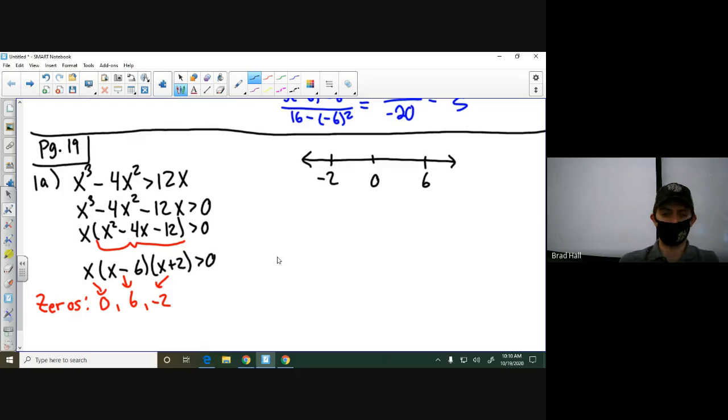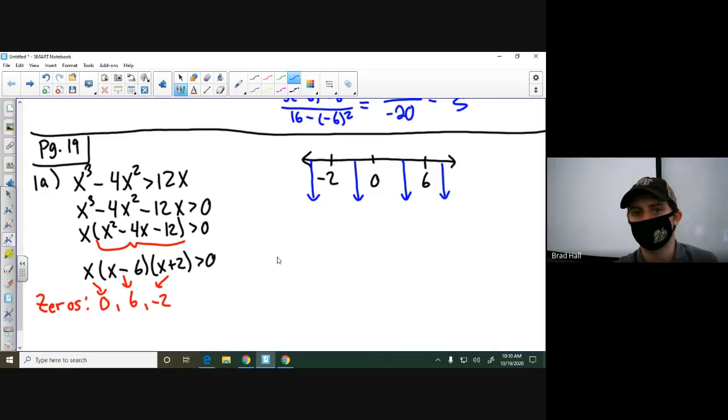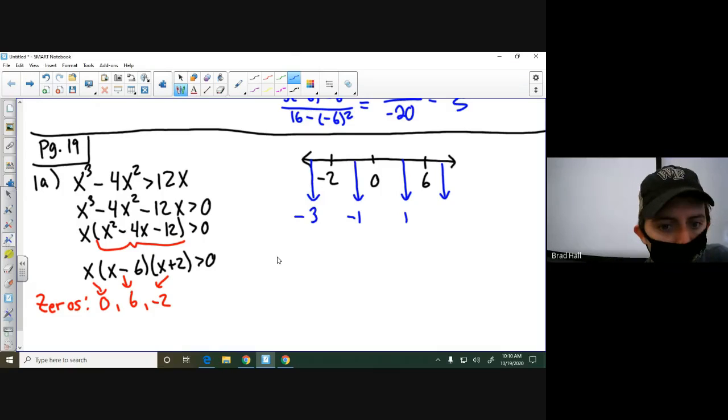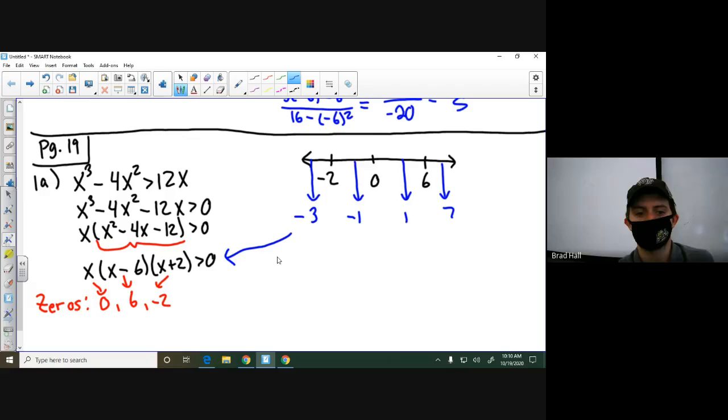In my lecture video for this, I believe I included two methods for how to fill in the blanks here. One of the more predominant methods was to pick test points from each region. If you use the test point method, you would pick a test point from each particular region. So here, any number less than -2, like -3, would be fine. Here between -2 and 0, so -1, and you could pick 1 and then 7. What you would do with all of these is plug each one into the most simplified factored part of your inequality for your x values.